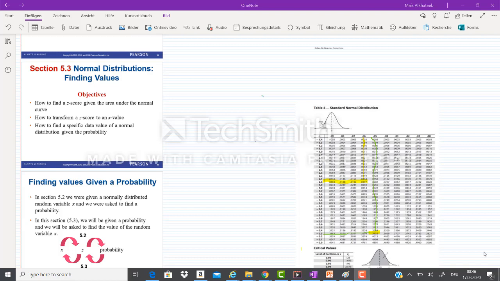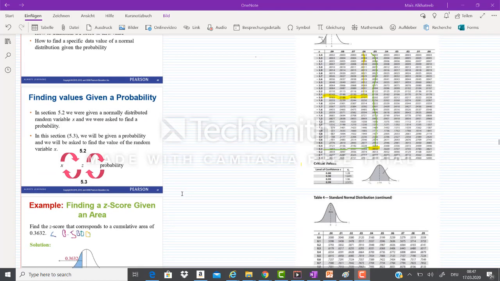We will speak today about Chapter 5, Section 5.3, Normal Distribution and Finding Values. The objective of this chapter is how to find the z-score given the area under the normal curve, how we transfer the z-score to the x value, and how to find a specific data value of a normal distribution given the probability.